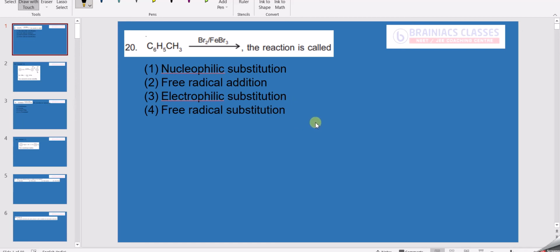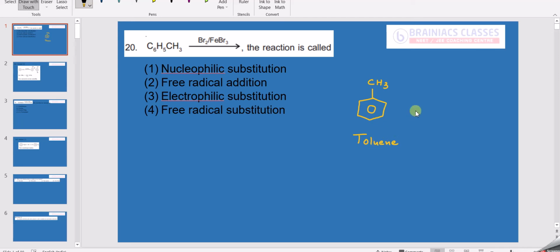You have C6H5CH3 reacting with bromine and FeBr3. This reaction is called. Can anybody tell me? If you see here, you have a benzene ring, and what is connected there? You can see CH3 is connected. So what is this compound called? This compound is called toluene, correct?